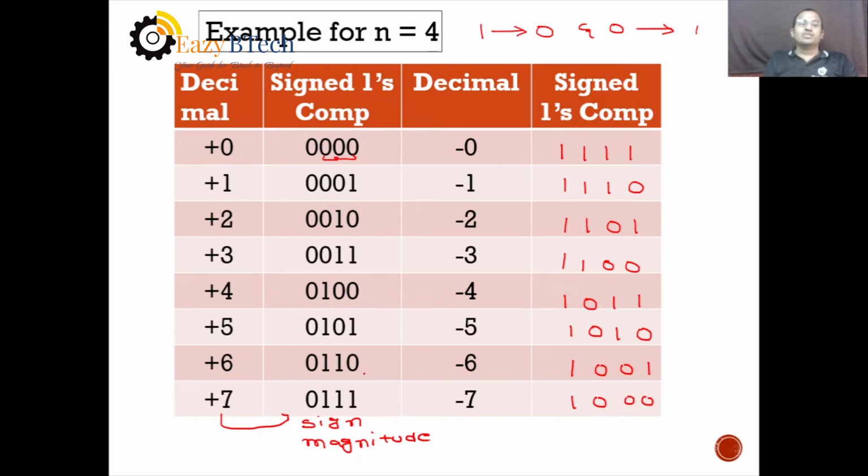So you see, for positive numbers the MSB bit is 0, whereas for negative numbers the MSB bit is 1. The second difference is that all the positive numbers have the same representation as in signed magnitude, and only the negative numbers are represented in 1's complement form. For all the negative numbers we have the MSB bit as 1. So if the MSB bit is 1, whether it is signed magnitude or 1's complement representation, it indicates a negative number.